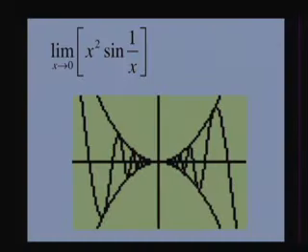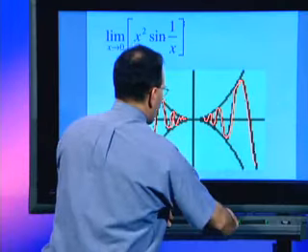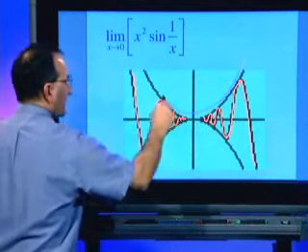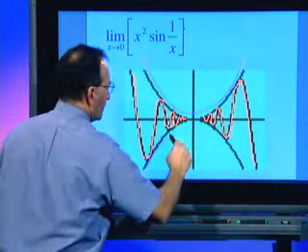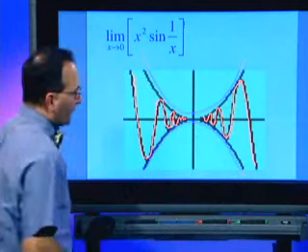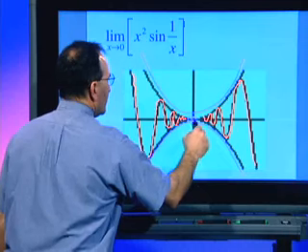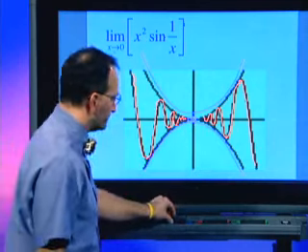The graph itself for x squared sine 1 over x is this graph right here, which we can see coming in and then expanding back out over here. And what I want you to notice is that it is sandwiched between two graphs, which are parabolas. This is y equals x squared and y equals negative x squared. And of course, what's happening then is that this limit is approaching 0.